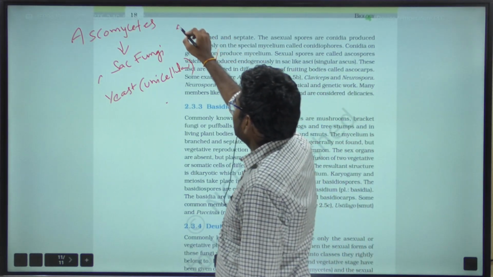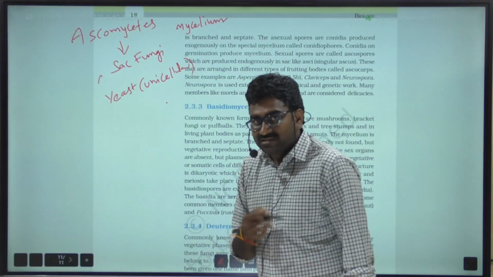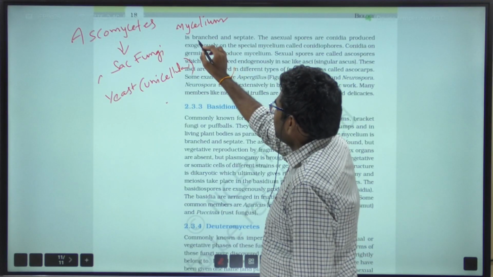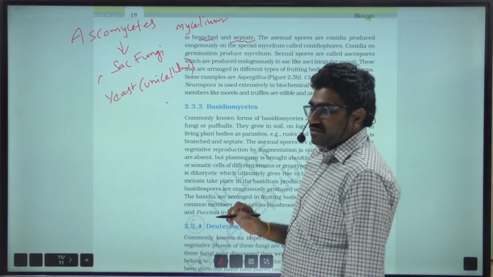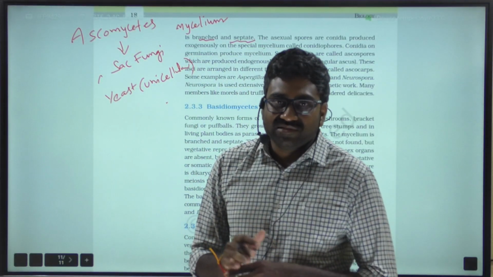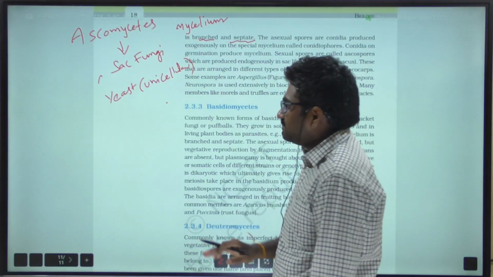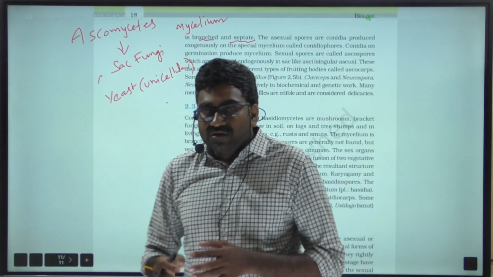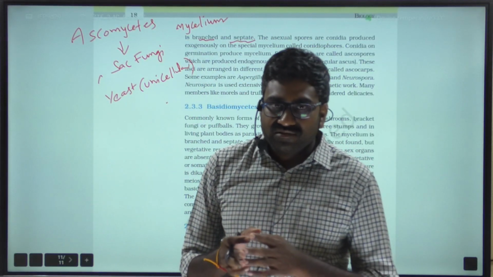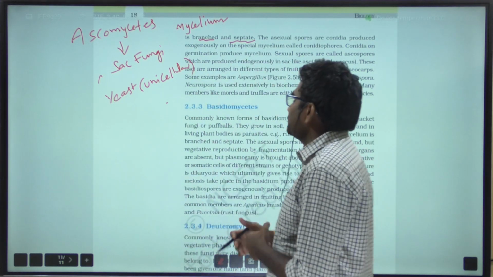If you talk about the mycelium in Phycomycetes, the mycelium is aseptate and coenocytic, whereas in Ascomycetes, the mycelium is branched and septate. So the remaining classes except Phycomycetes, that is Ascomycetes, Basidiomycetes, Deuteromycetes, have mycelium that is branched and septate. For this, you have to make a table. Comparative studies make the concepts clear, right?